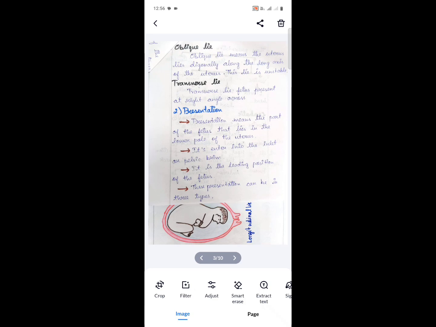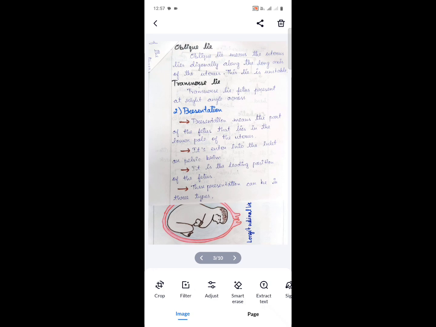So presentation means which part of the fetus lies in the lower pole of the uterus, and that decides the presentation of the fetus. It enters the inlet or pelvic brim. The pelvic brim is the upper part of the pelvis, the pelvic inlet. It is the leading part of the fetus, and during labor it is also the leading part of the fetus.